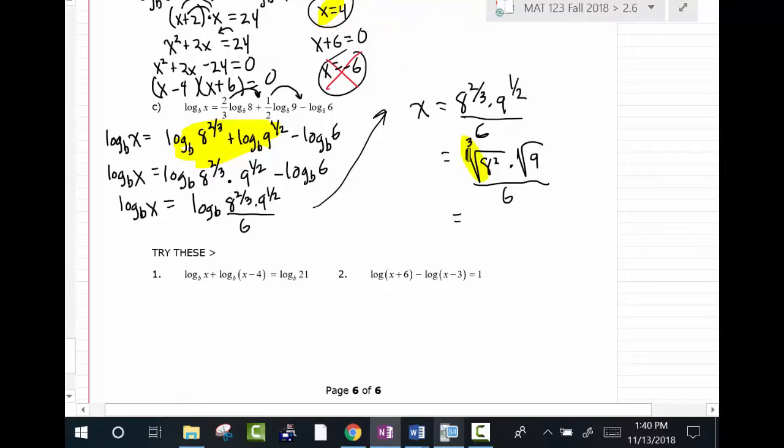The cube root of 8. What does the cube root of 8 mean? It means what number do you multiply out 3 times that gives 8? You know what that is? It's 2. So you would end up with 2, but then you would have to square that.